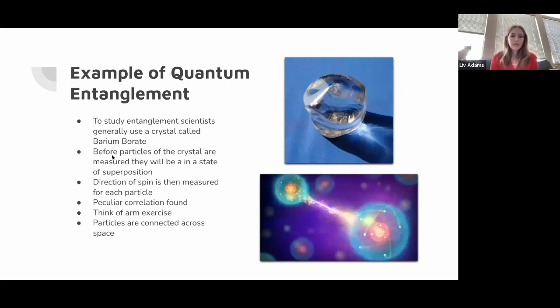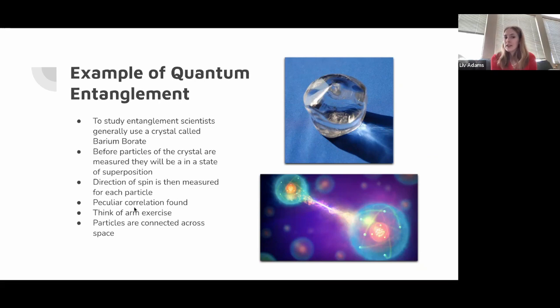Before particles of crystals are measured, they will be in a state of superposition. As we know from class, in this state of superposition each particle will be both spin up and spin down at the same time. The direction of spin is then measured for each particle. For this specific example, it is important to note that entangled particles are sent off in different locations as well, which will also be touched on at the end of these few bullet points.